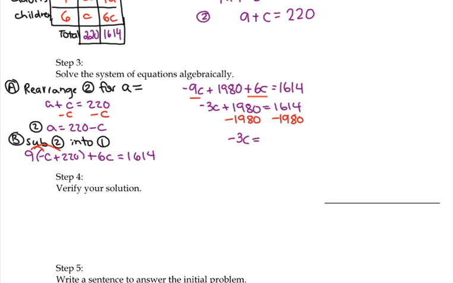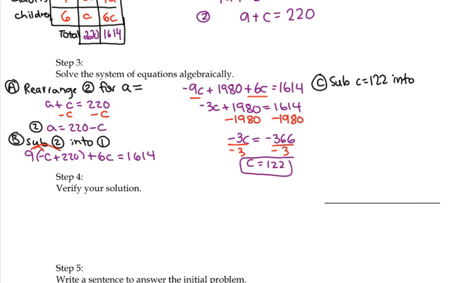Okay, at this point, what did they get here? Help me. Thank you. Negative 366. And then divide both sides by negative 3, and we get 122 children. Did you get the same? Yay. So our C equals 122.